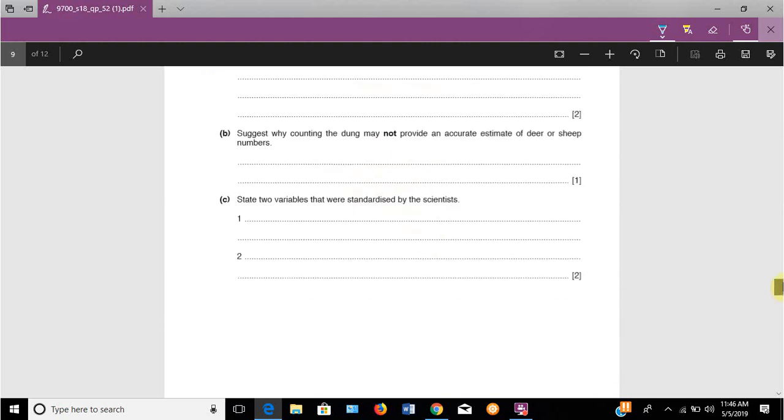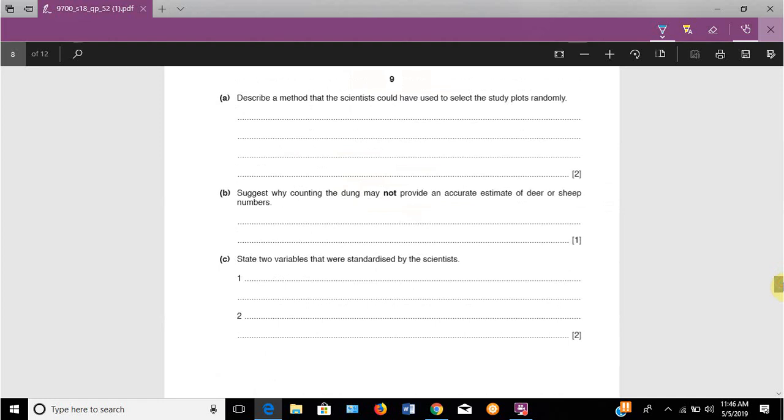So now the first question was: suggest why counting the dung may not provide an accurate estimate of deer or sheep number. And I read this and I was like, wow, this does not seem to be a reliable method at all. There can be so many pitfalls. Why would someone do that? So many things could go wrong.